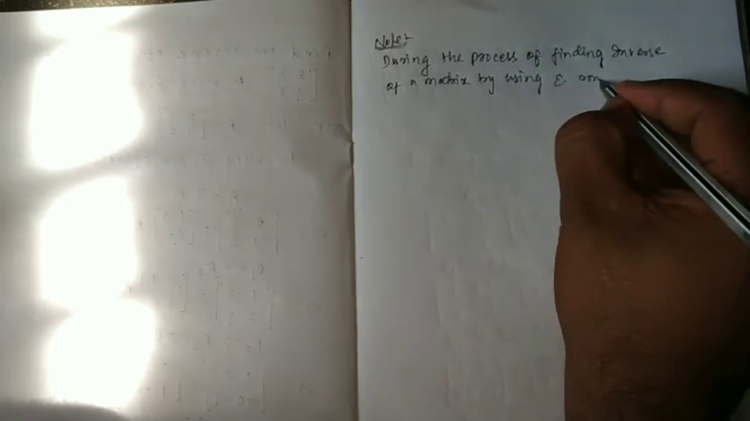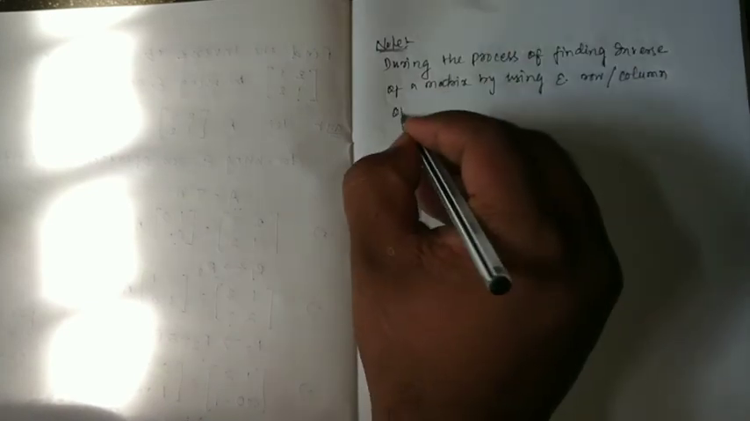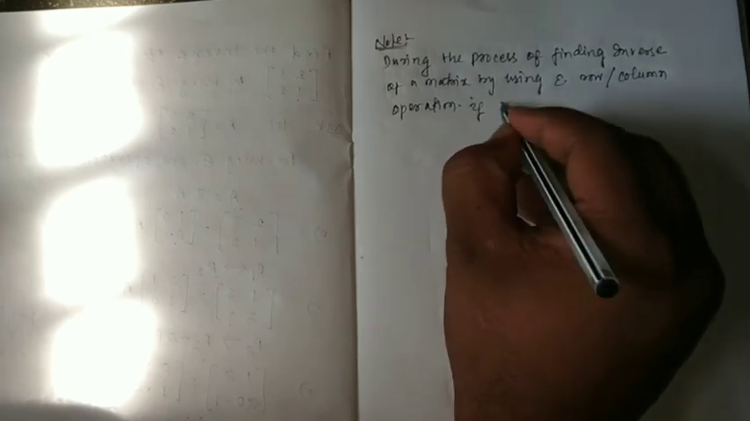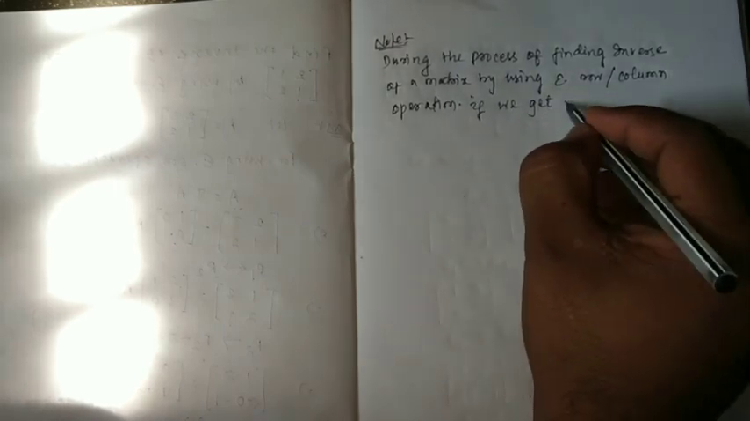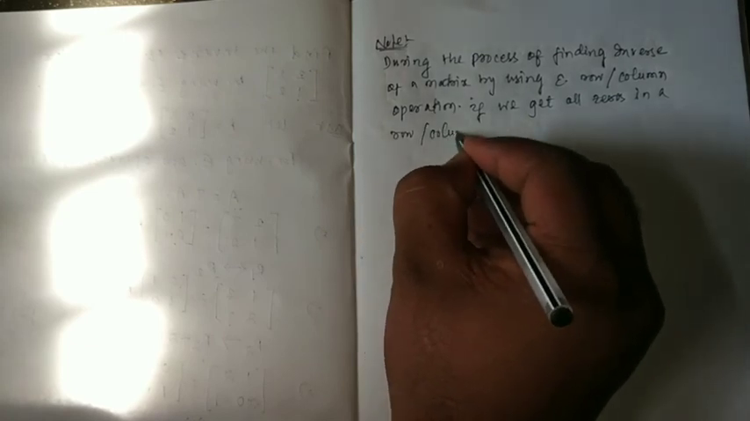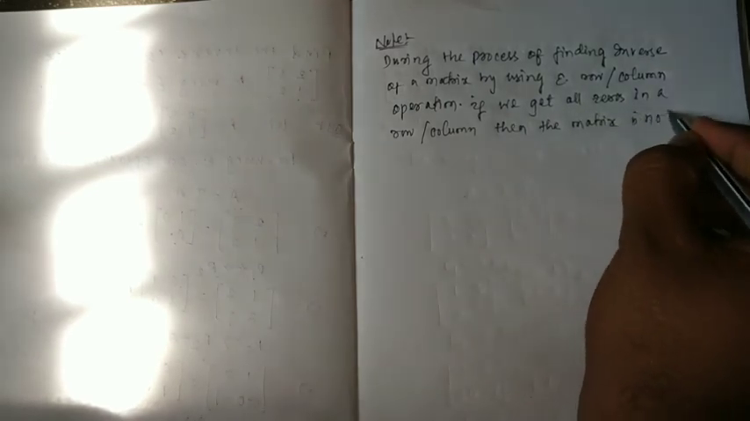During the process of finding the inverse of a matrix, one note: by using elementary row or column operations, if we get all zeros in a row or column, then the matrix is not invertible.